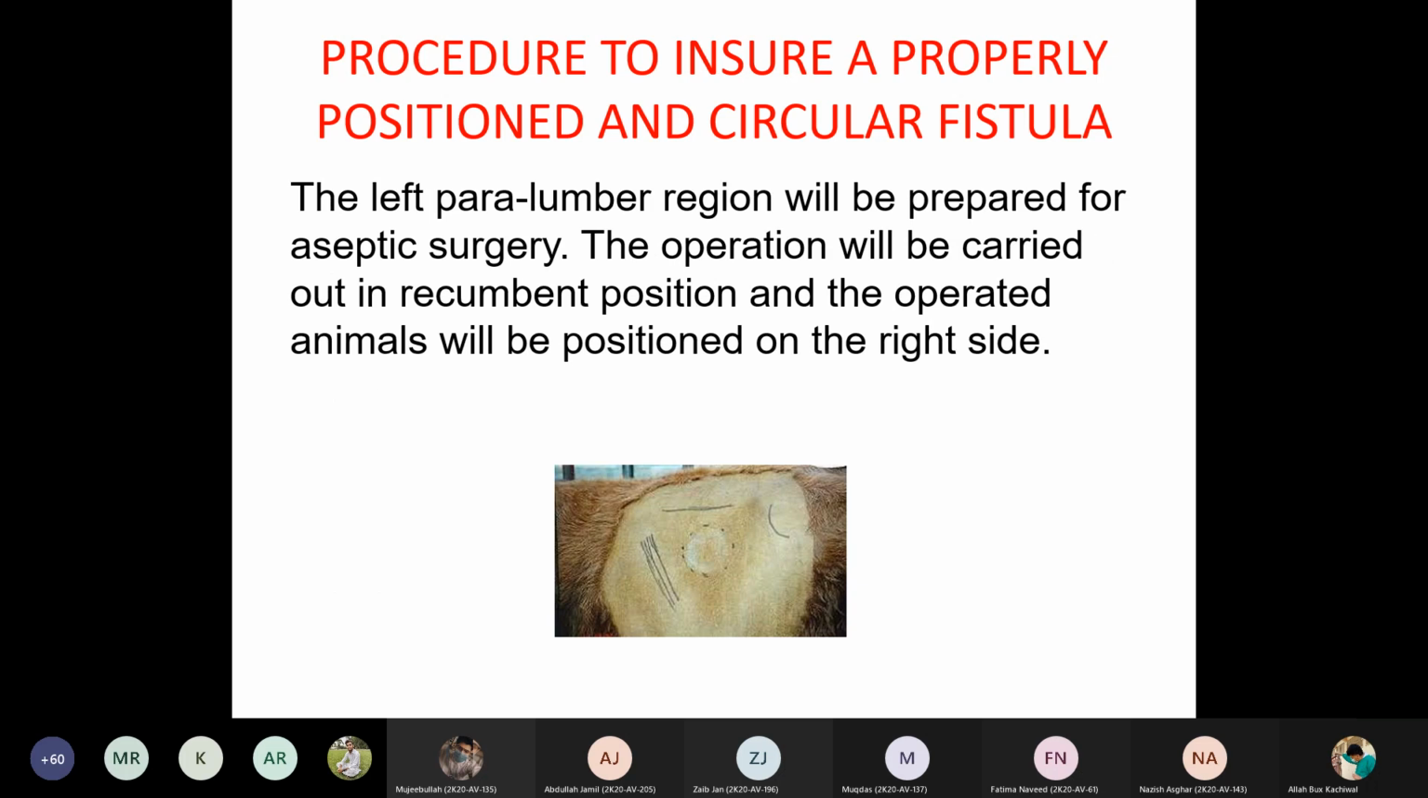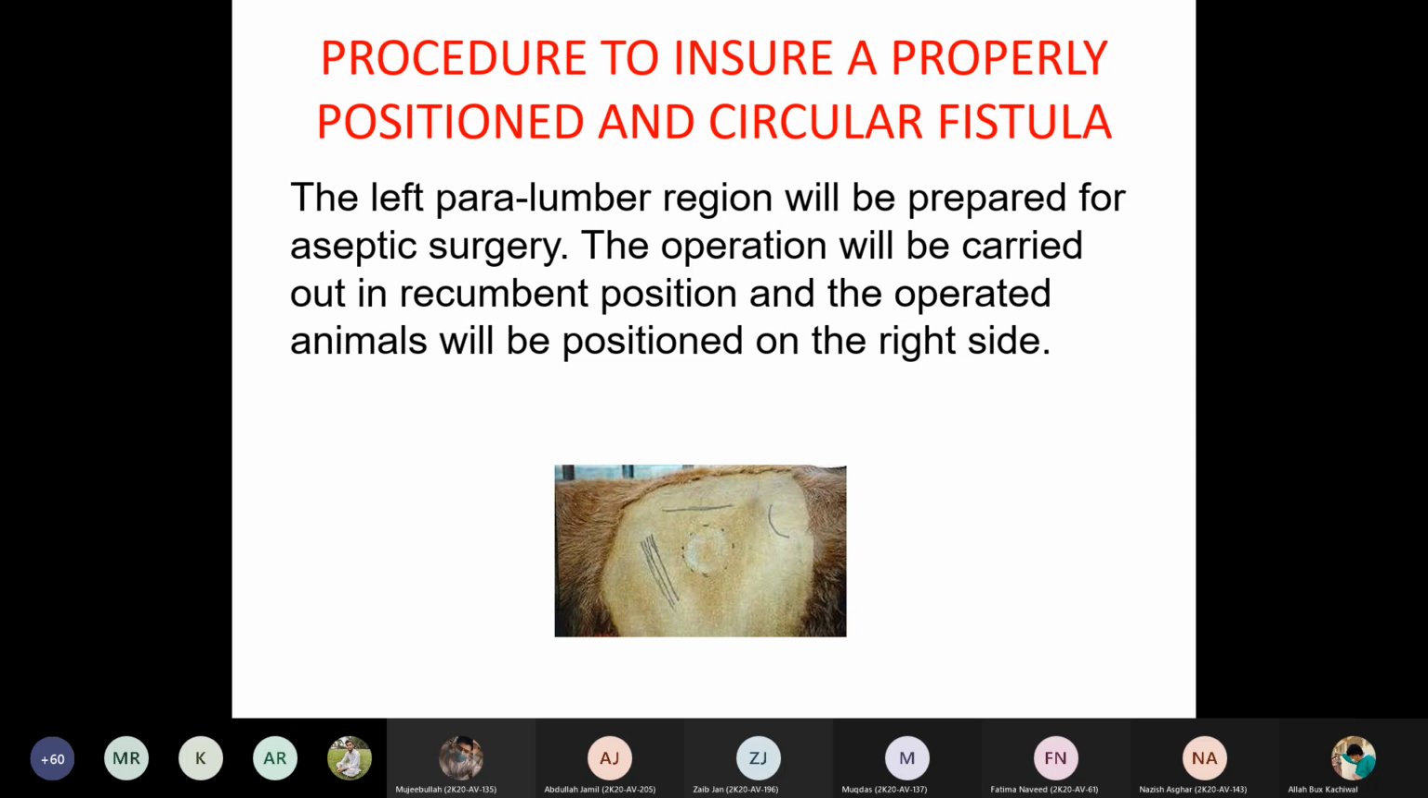Now, to ensure a properly positioned and circular fistula, you have to prepare the left flank and remove the hairs and then apply antiseptic solution like chlorhexidine and alcohol and then povidone iodine. The left paralumbar region will be prepared for aseptic surgery. The operation will be carried out in a recumbent position and the operated animals will be positioned on the right side, with the left side on the upper side so that the left area may be operated.